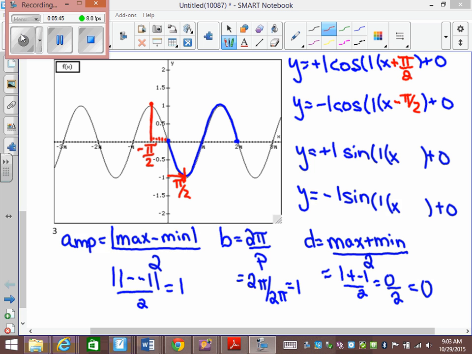Okay, with sine, I need to draw my median line. That's the very first thing I need to do before I even do any type of translation. My median line, I said, was at y equals 0. I found my d value down here. So I draw my median line at y equals 0.